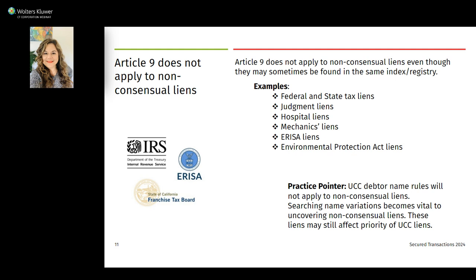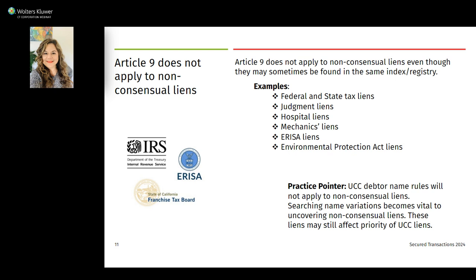Article 9 does not apply to non-consensual liens. And I said this earlier in the opposite way. Article 9 really only applies to those consensual liens, where the debtor agrees to the pledge of collateral, agrees that the secured party will have the security interest in these personal properties.